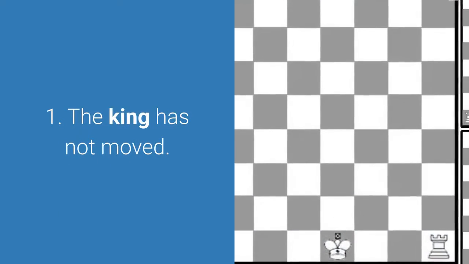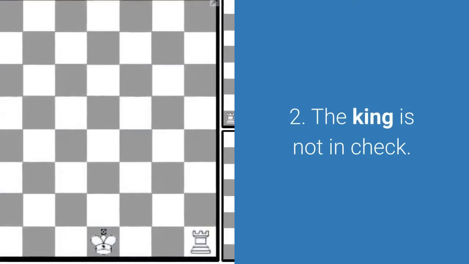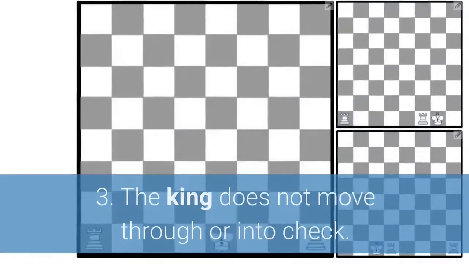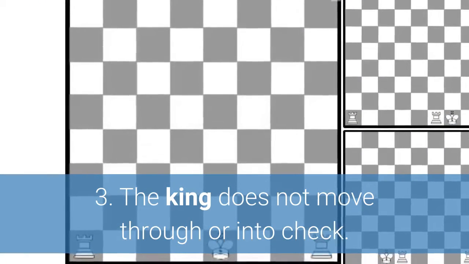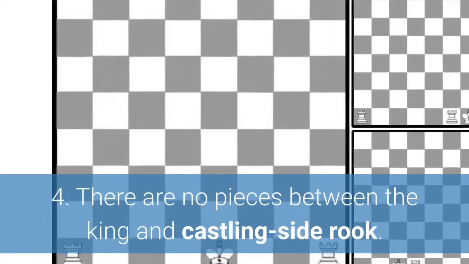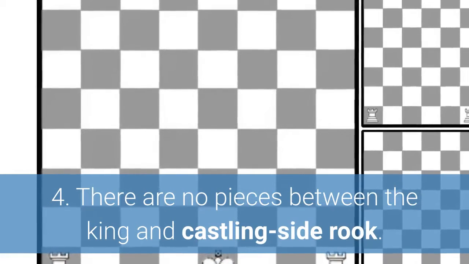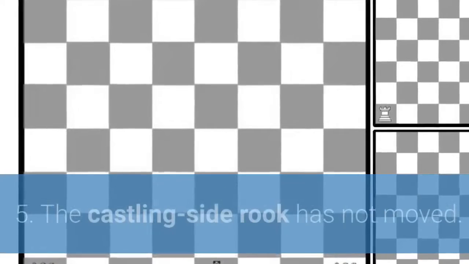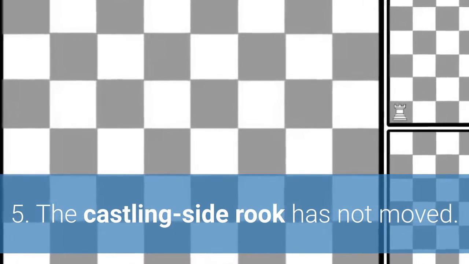1. The king has not moved. 2. The king is not in check. 3. The king does not move through or into check. 4. There are no pieces between the king and castling side rook. 5. The castling side rook has not moved.